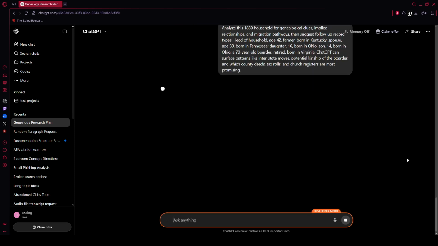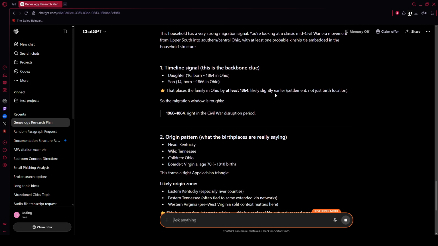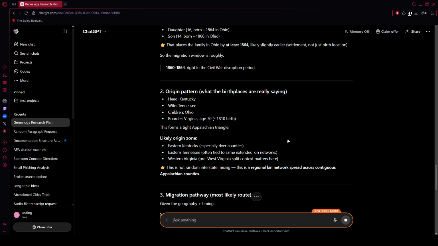registers are most promising. For confusing old terminology, prompt the model to decode and contextualize terms such as cordwainer, spinster, consumption, and yeoman. Ask for historical definitions and what each might suggest about daily life, economic standing, or health risks, so you read records in the language of their time.